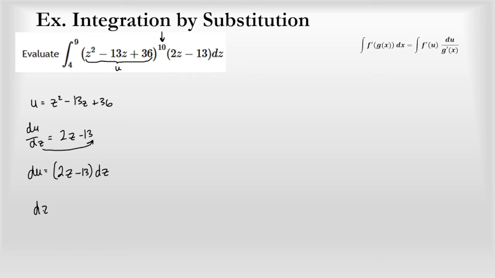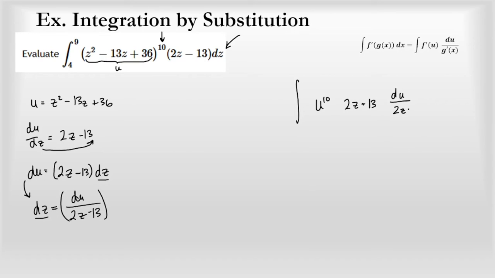Or I could say dz. Notice that if I do some algebra and isolate dz on its own, I'm going to get du over 2z minus 13. So wherever I see dz in the original integral, I can plug in that expression. You can see that it does nice stuff. We're going to have the integral of u to the 10th times (2z minus 13) du over (2z minus 13).